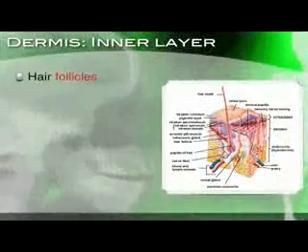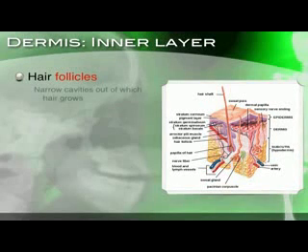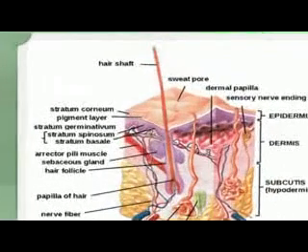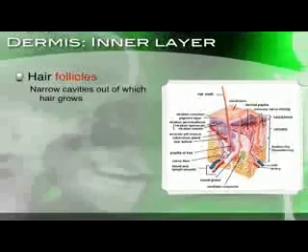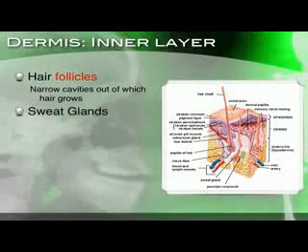Okay, next thing we're going to talk about, hair follicles. The hair follicles are navel. What's navel? I don't know. Me neither. Hair follicles are the narrow cavities out of which the hair grows. And you can see that here. You see the hair shaft. And we have the follicle where the hair grows out of. So those are the hair follicles. Then we have sweat glands. What do those do? They produce sweat, right?